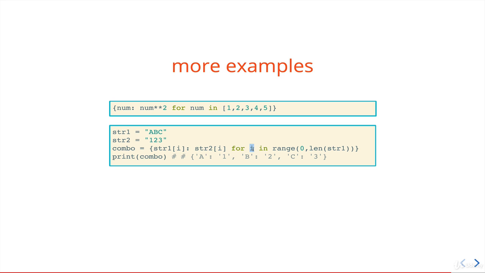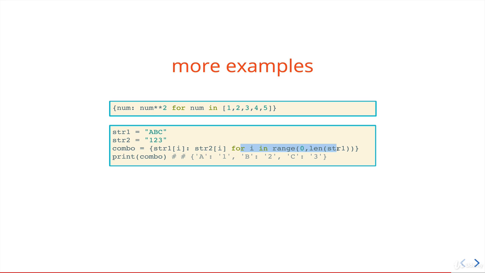So i is going to be a number starting from 0, and then we're just making the key string 1 of i. So that would be A the first time through. And the corresponding value, string 2 of i, which is 1. Hopefully you can see how that makes sense.